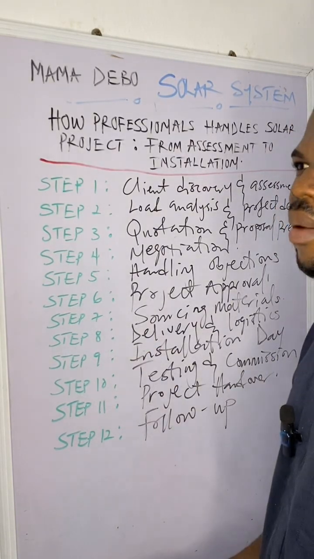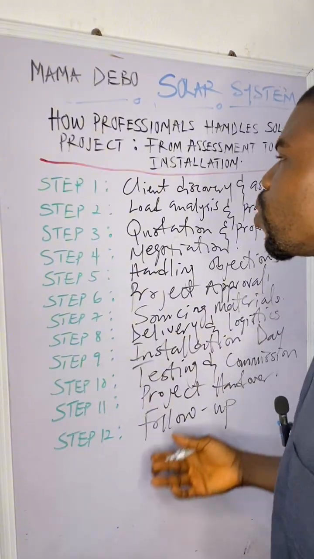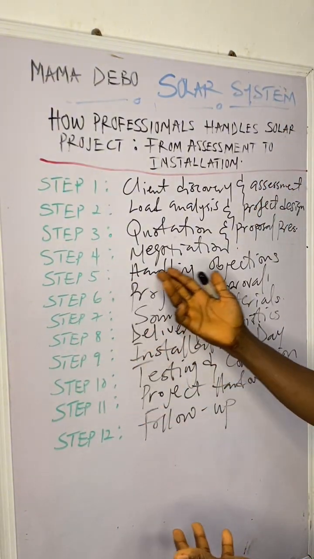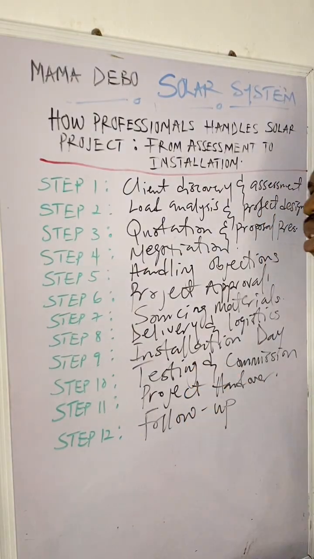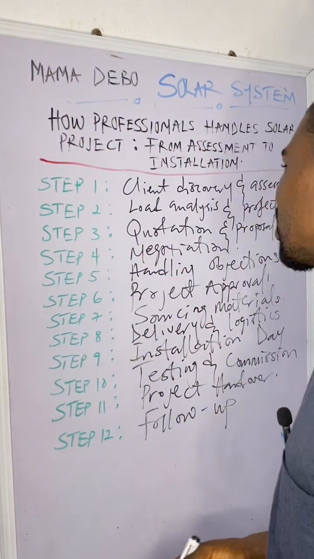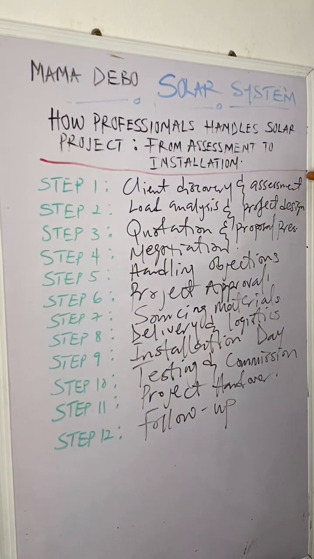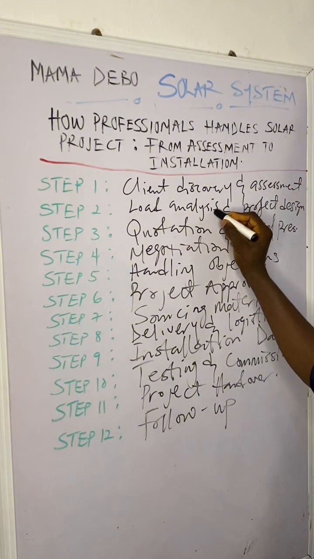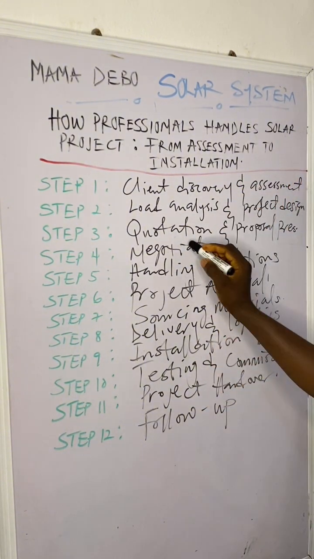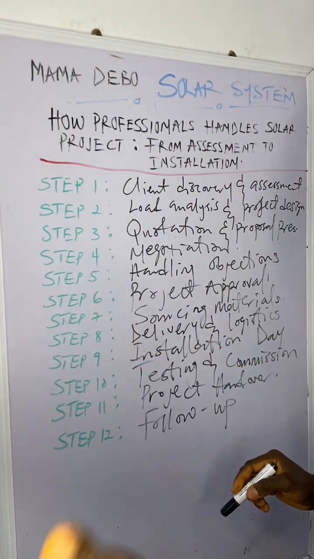But most of the time, I notice that most of the people don't follow this step. Some people just jump to step number 4. Give me a quotation of 3 kVA inverter. Give me a quotation of 5 kVA inverter. It is not done that way. You have to do assessment. After doing your assessment, you have to do load analysis. After doing load analysis, that is when you are going to send the quotation.